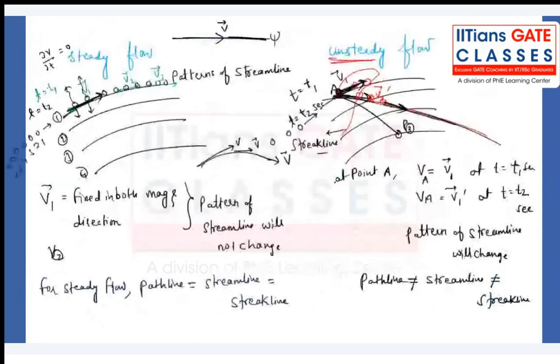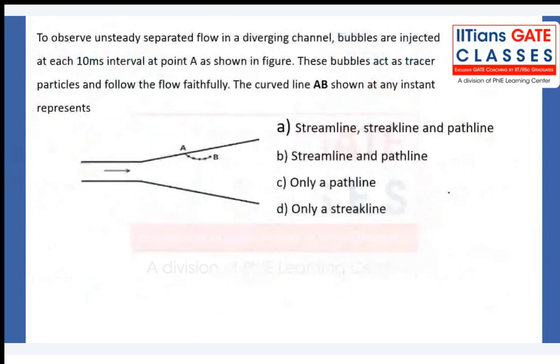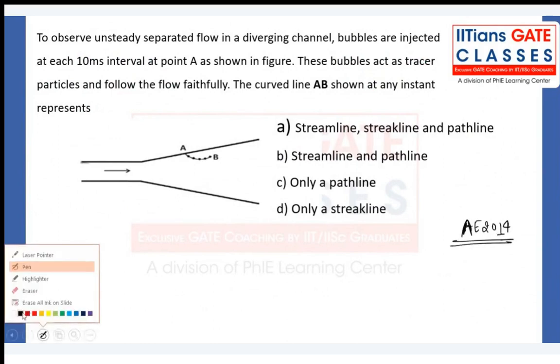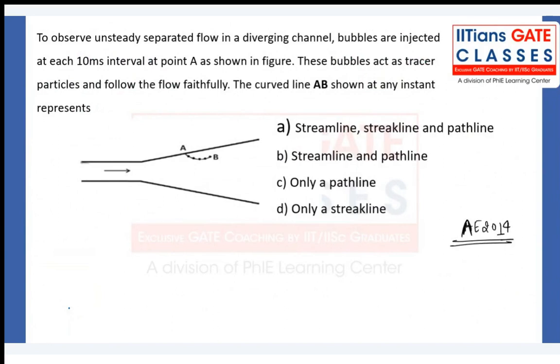Now, try to think of this particular question which was asked in Aerospace 2014. In the 2014 paper, they asked one question. To observe the unsteady separated flow in a diverging channel, bubbles are injected at each 10 millisecond interval at a point A. The bubbles act as tracer particles and follow the flow faithfully. The curved line AB will be called what?